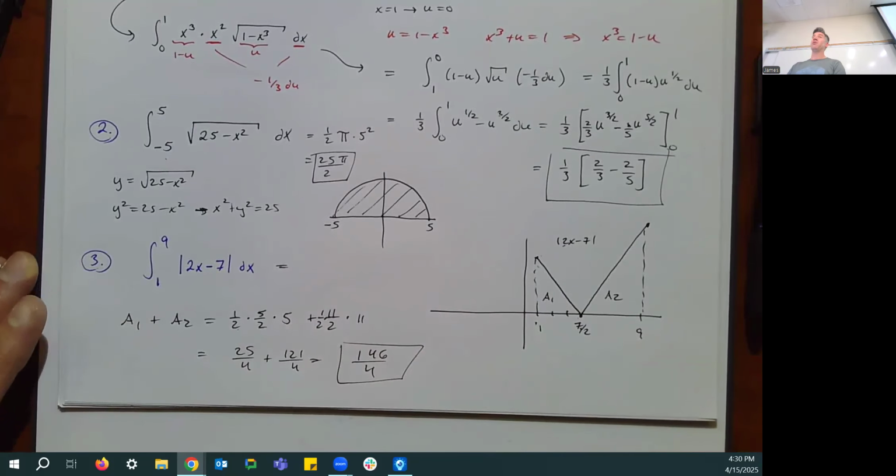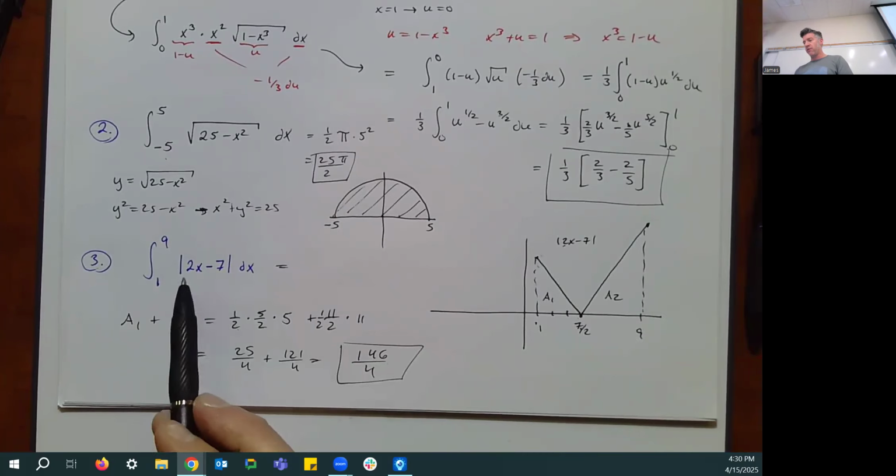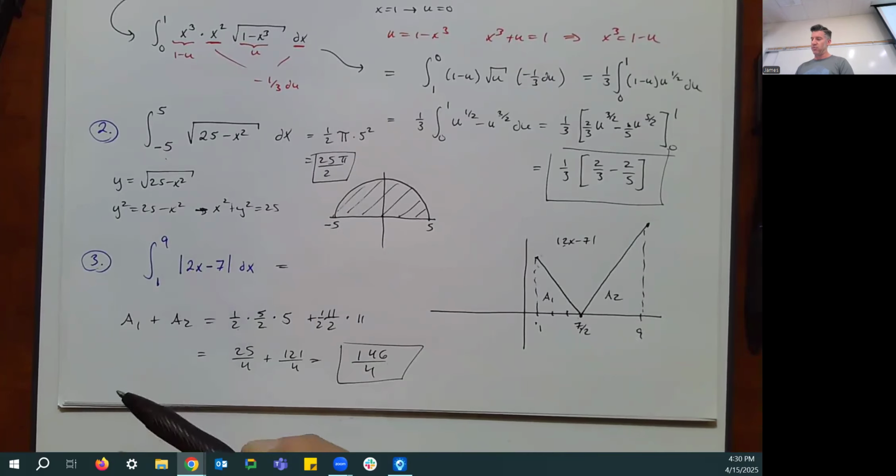So if you do have an absolute value in a definite integral, you should draw it and just find the areas of those triangles. That is the best way to do it by far. As long as it's an absolute value of a linear function. If it's nonlinear, then, well, you probably shouldn't be seeing that yet.